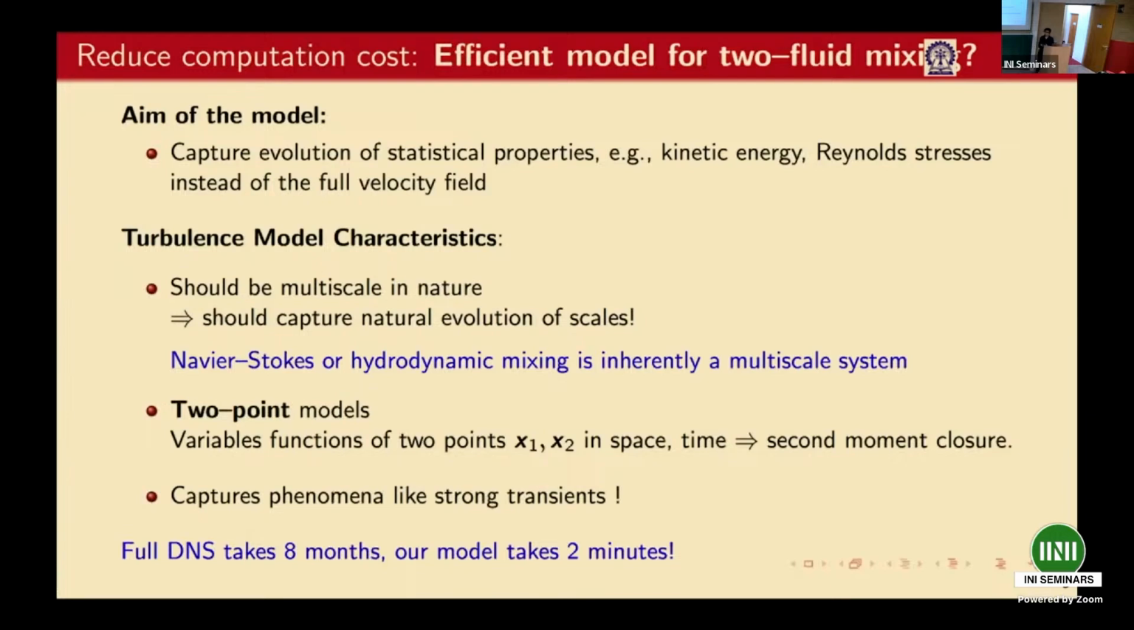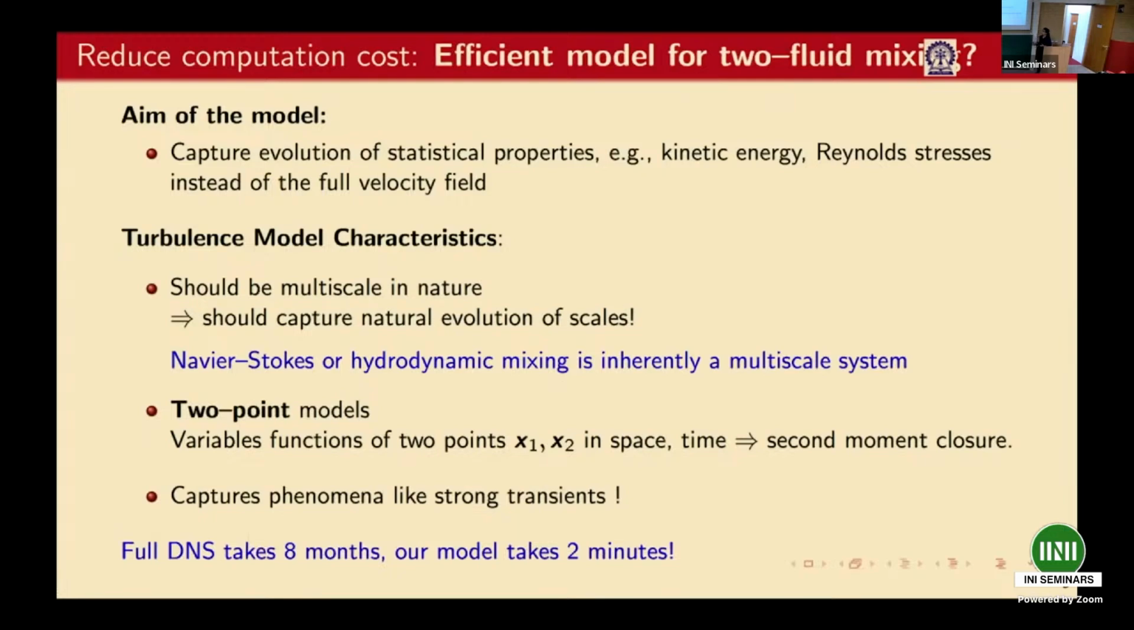the requirement was that the model should be multiscale in nature. That is, it should naturally capture the evolution of the scales. This is because the Navier-Stokes is inherently a multiscale system, so any model based on Navier-Stokes should capture the natural evolution of scales.